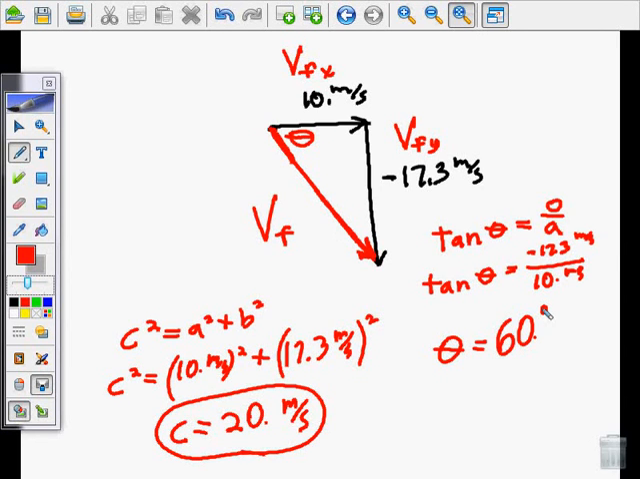Is there a 3D version? Oh, of course. All of this could be done in 3D. So I'm just going to say final velocity equals 20 meters per second at negative 60 degrees.